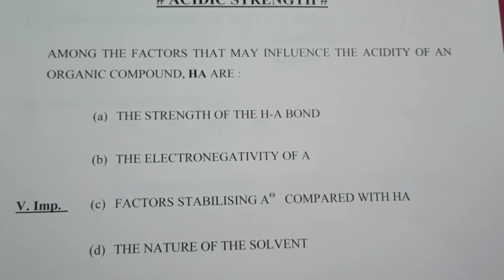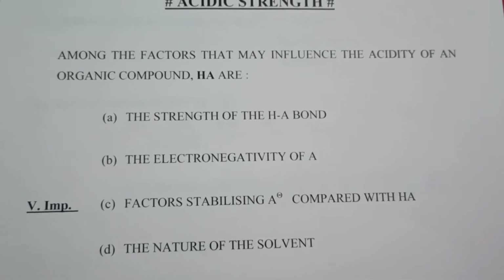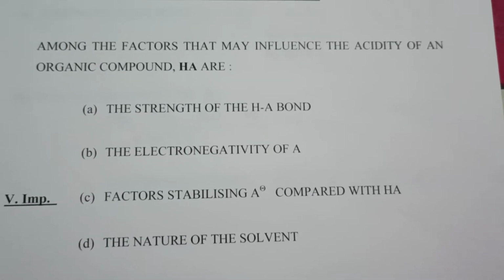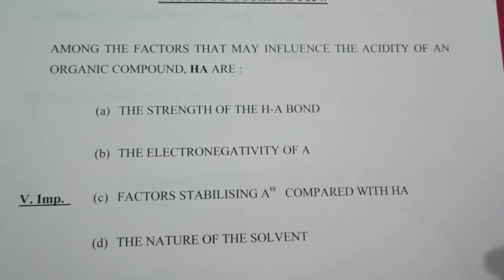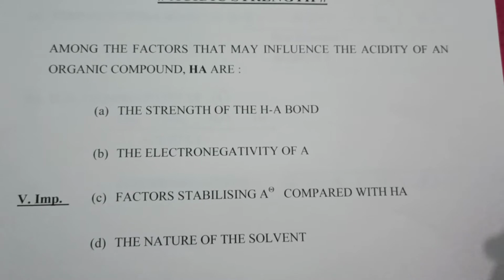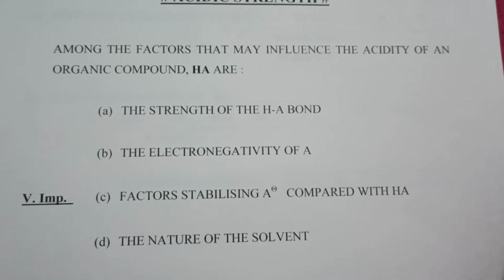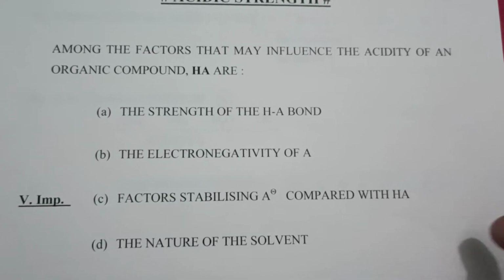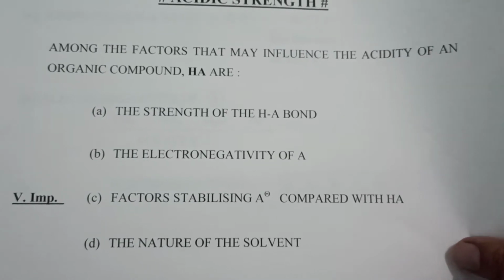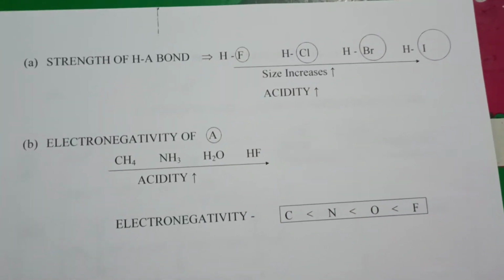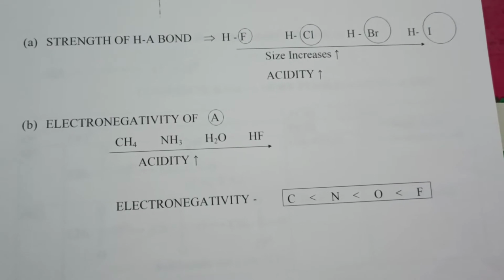Factor A is the strength of the HA bond. Factor B is the electronegativity of A. The most important factor is the stability of A negative as compared with HA. And the final factor is the nature of the solvent. Right. So let me explain the factors one by one. Factor A is the strength of the HA bond.